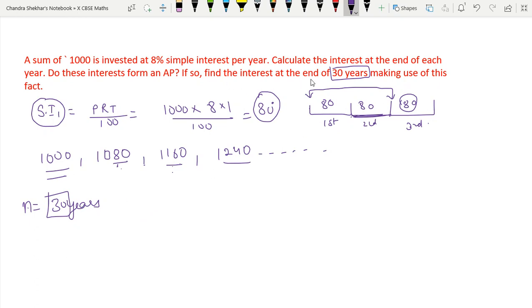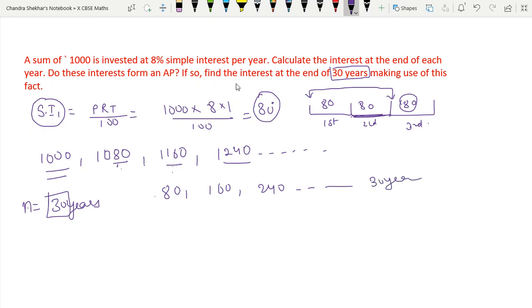Then what is the question? Find the interest at the end of 30 years. So we have to find interest. How would you find it out? T_n is equal to a plus n minus 1 into d. So T30 is equal to 1000 plus 30 minus 1. Okay, why don't we find it out like this? First year the interest was 80. Second year interest was how much? 80 plus 80, how much? 160. Third year the interest is 240, and so on up to 30 years we have to find.